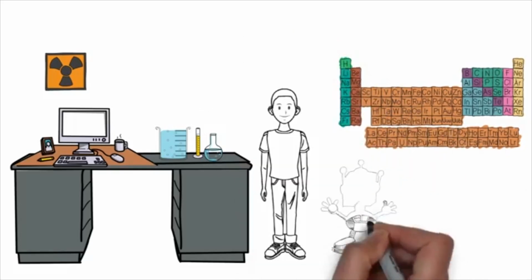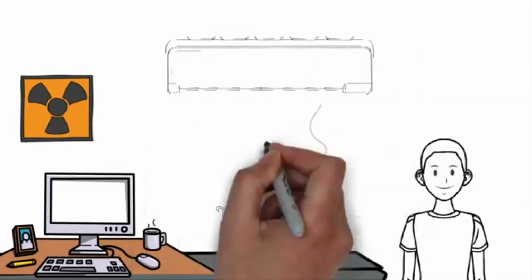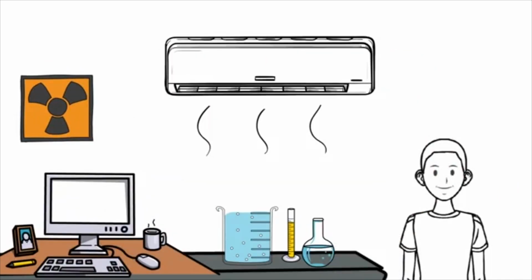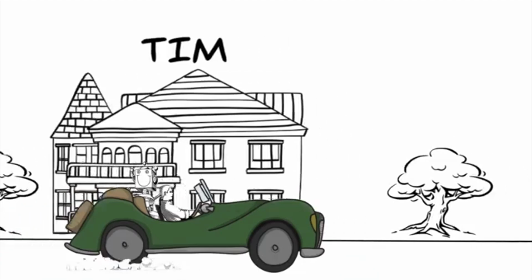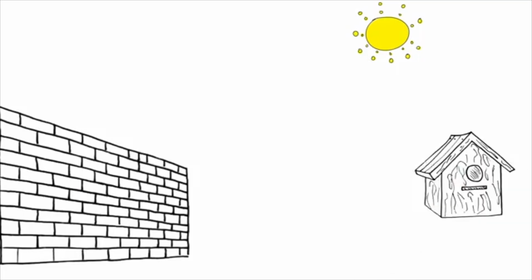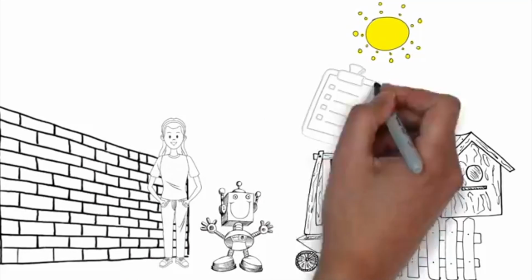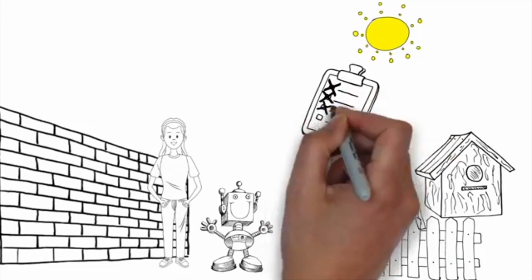Meet Tim. Tim builds a robot in his lab, a climate-controlled and pollution-free environment. Once he's done, he drops the robot off at his project partner, Mia's house. Mia takes it out to her backyard to ensure that the robot meets the requirements. But here is where the problem arises.